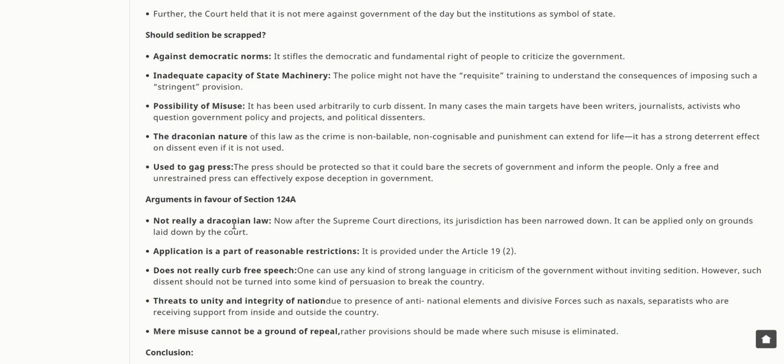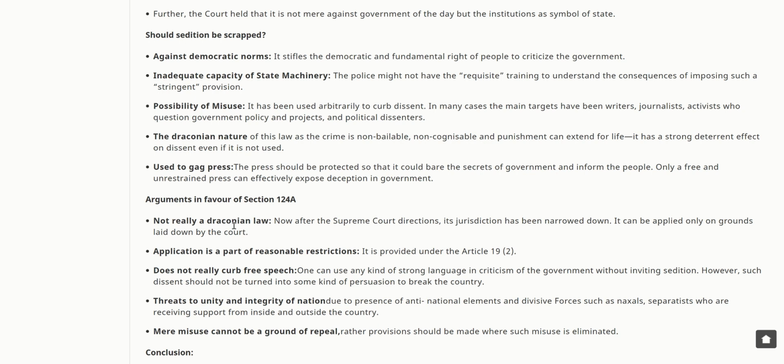Possibility of misuse: it has been used arbitrarily to curb dissent. In many cases, the main targets have been writers, journalists, activists who question the government's policy and projects, and political dissenters. The draconian nature of this law, as the crime is non-bailable, non-cognizable, and punishment can extend to life, has a strong deterrent effect on dissent even if it is not used. Used to gag the press: the press should be protected so that it could bear the secrets of government and inform the people. Only a free and unrestrained press can effectively expose deception in government.